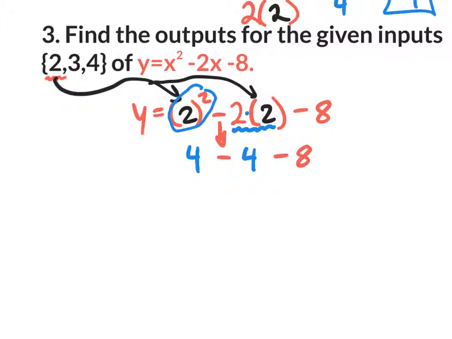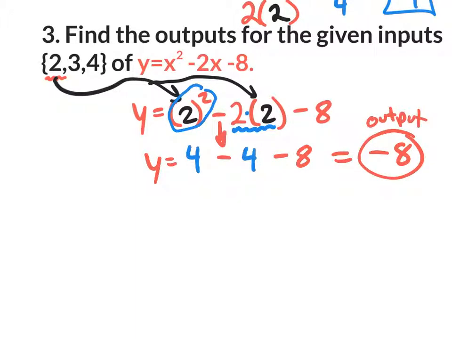So what we really have is y equals 4 take away 4 take away 8, which means that the answer is negative 8. Now that is the output for the input 2. Okay? In other words, if I were graphing, I would have a coordinate. The input 2, the x value 2, gave me the output, the y value negative 8. Does that make sense?